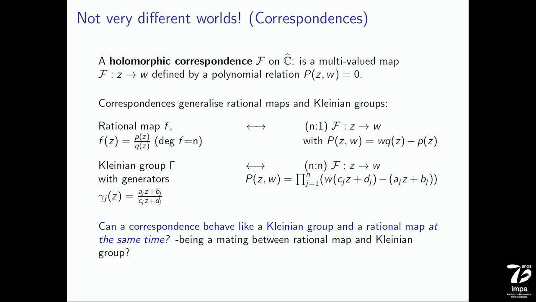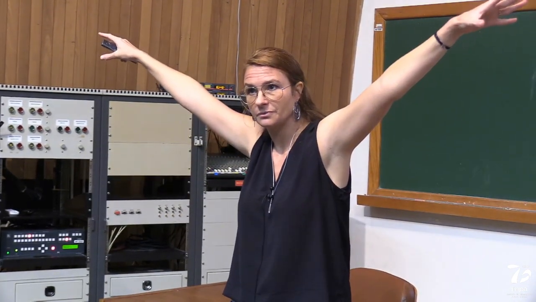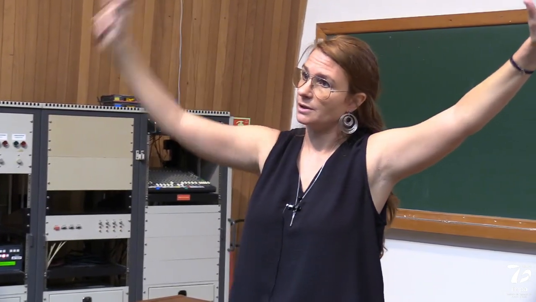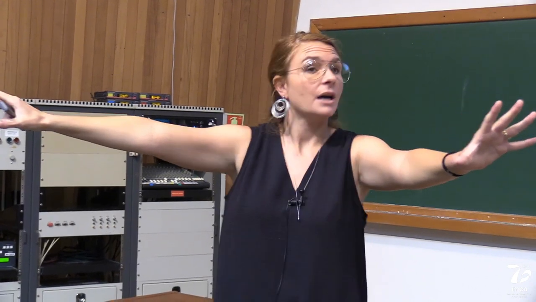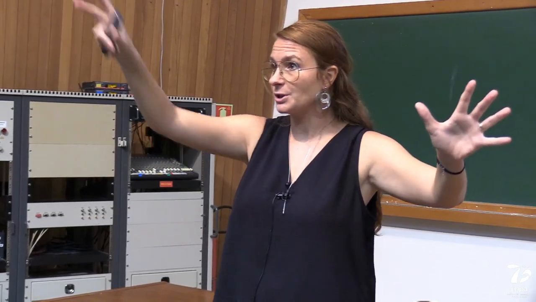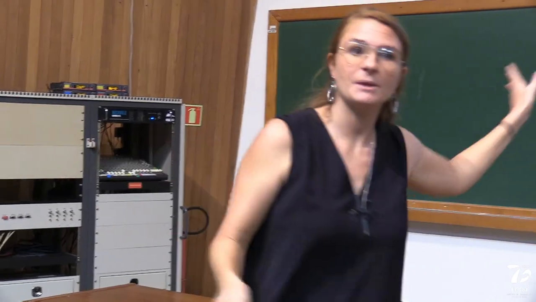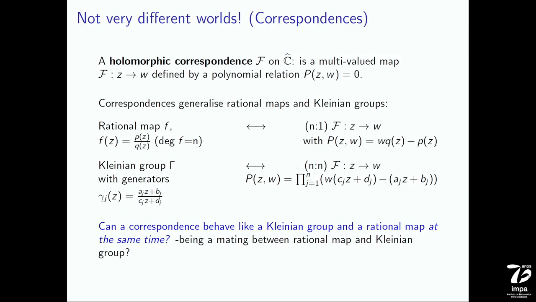What is a holomorphic correspondence? A holomorphic correspondence is a multi-valued map defined by the zeros of a polynomial in zeta and w. So the zero set of a polynomial in zeta and w gives you an algebraic surface. And we can consider the projection to the Riemann sphere where zeta lives and the projection to the Riemann sphere where w lives. And the holomorphic correspondence is the object that sends to each zeta the corresponding w. Well, let me make a drawing.